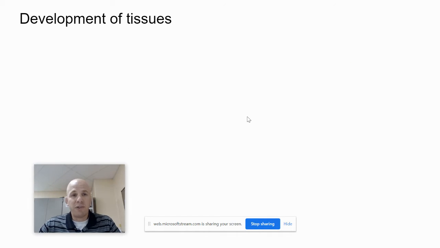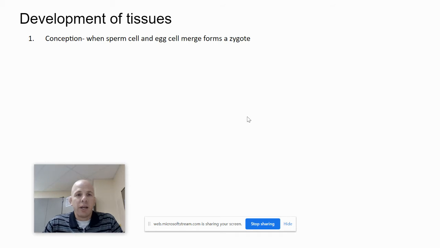So how do tissues develop? This is a concept that is really an important thing to know. Basically, it deals with the reproduction and then the development of a child, right? So it starts with conception. Conception is when we have a sperm fertilizing an egg cell. And the first cell that is formed is this thing called a zygote. The first cell that every one of you and every person in the history of the world was a zygote.